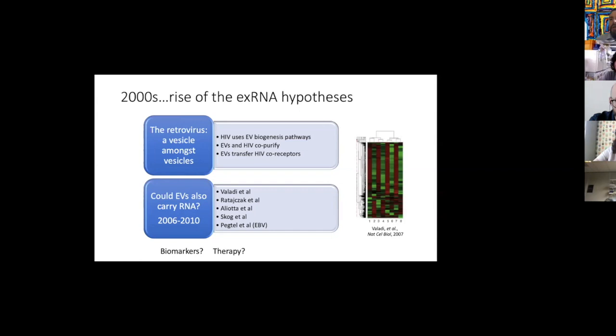And then it was in the middle part of the last decade that we saw several very influential papers come out reporting that EVs themselves, absent any kind of viral influence, could actually transfer RNAs as well. And so we have the first author of one of these papers on the call today, who's going to be telling us more about this.